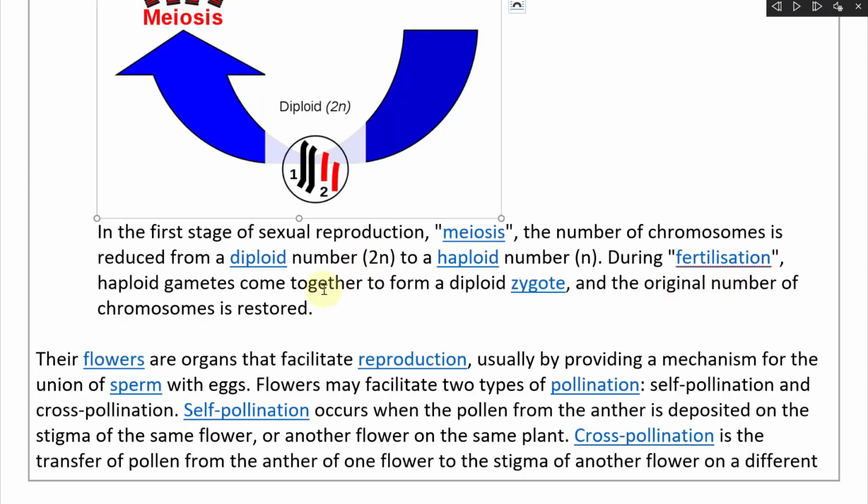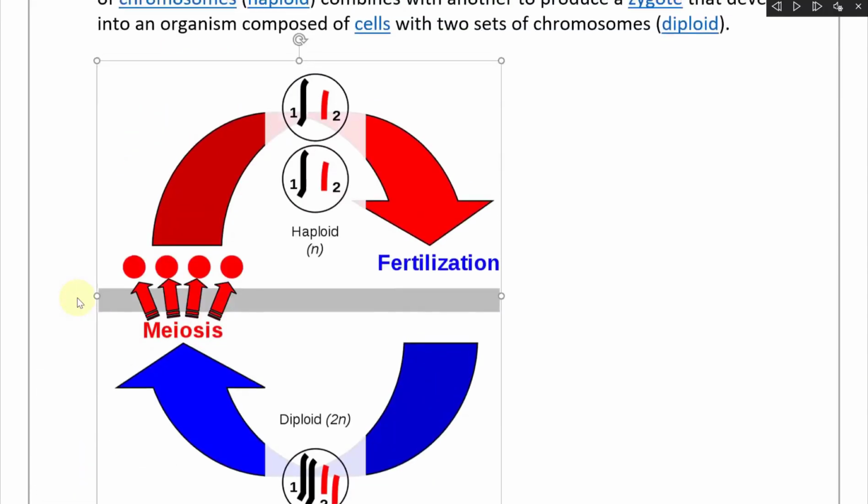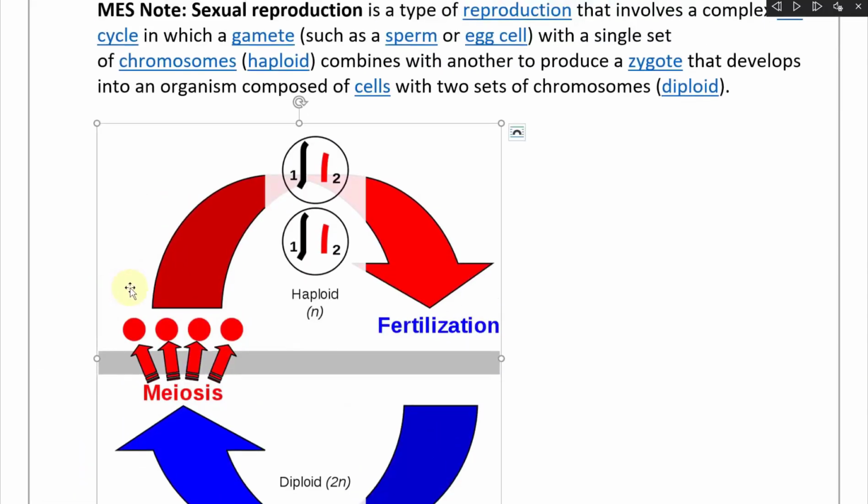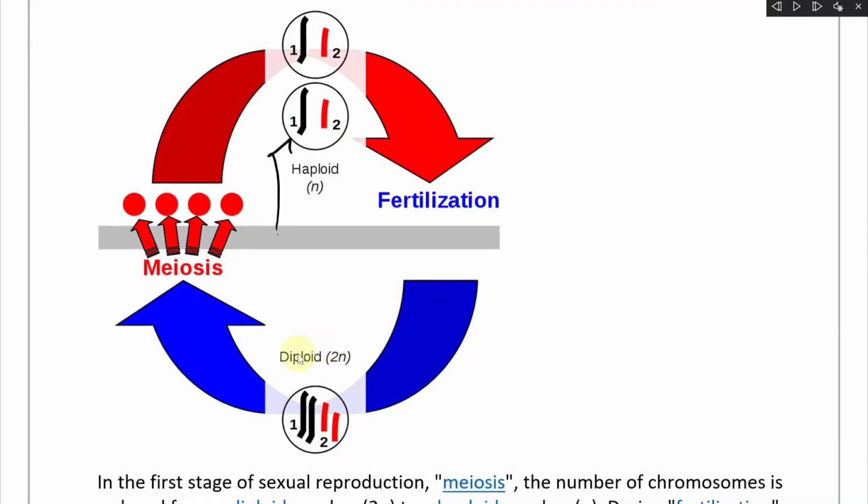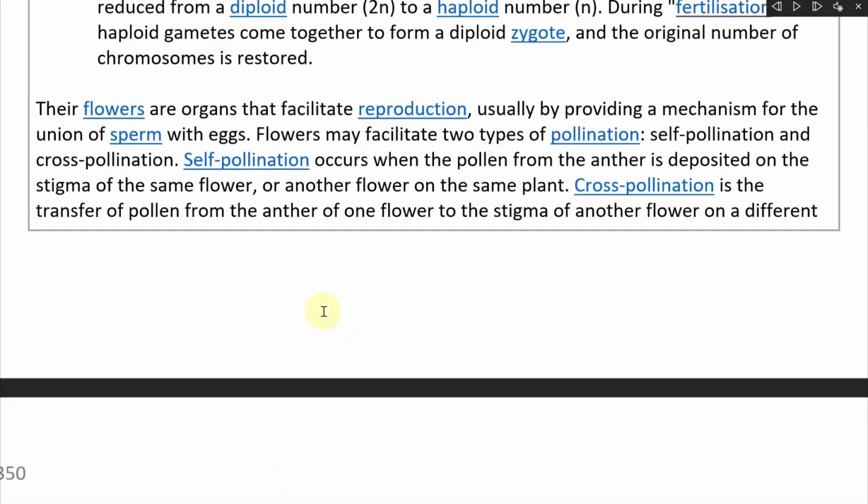And then during fertilization, haploid gametes come together to form a diploid zygote, and the original number of chromosomes is restored. So then you get these, and then you get another set coming in here with their own set, and then they fertilize and fuse together, etc. And you're getting back to this zygote setup with this diploid 2n. And that's essentially sexual reproduction.